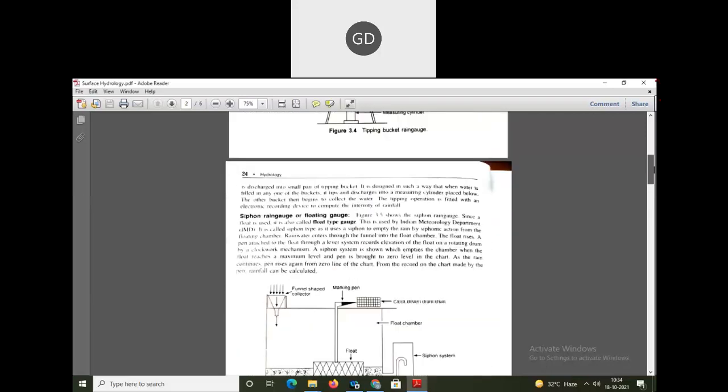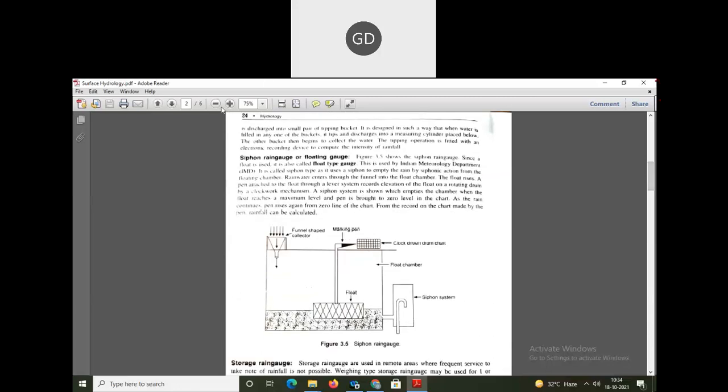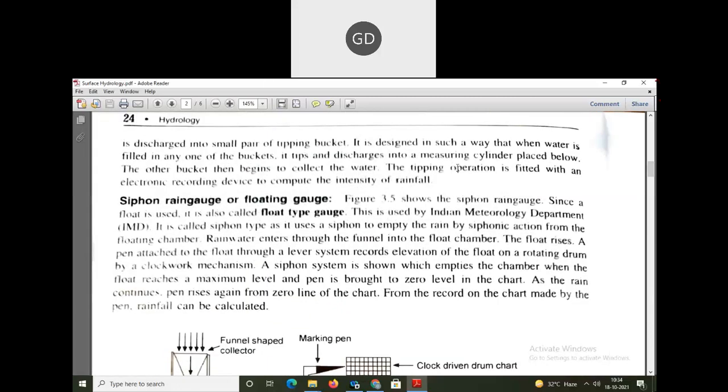So next one, you write down this siphon rain gauge. Siphon rain gauge, you write down, then you draw. You can write down from this line. You can write down from here. Since a float is used here, it is called a float type gauge. You can write down from here to here. Okay, just write it down. Siphon rain gauge or floating gauge.